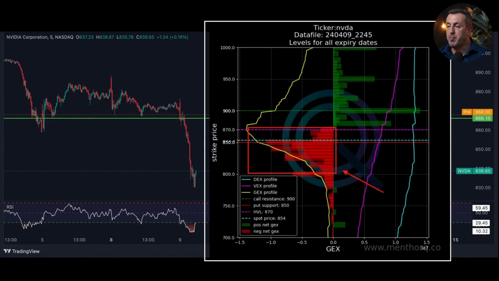What if you knew that most market participants were protecting themselves on that level? They bought a lot of put options to protect from potential losses. This is where understanding the option positionings comes into play. This is the MenthorQ net gamma exposure chart showing market positioning on the stock. The red bars highlight a large amount of put positioning.